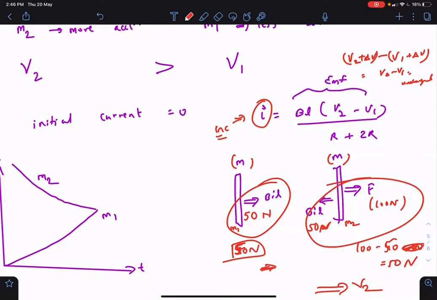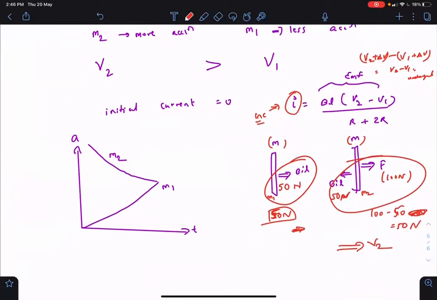So what is happening finally? Can anyone tell what is happening in steady state? Relative velocity becomes constant, sir, and the EMF becomes constant, and both of them move with the same acceleration. Correct. I'm getting the same acceleration, sir. Okay, very nice. Once you are able to figure out what is happening finally, only then will you be able to do the question.